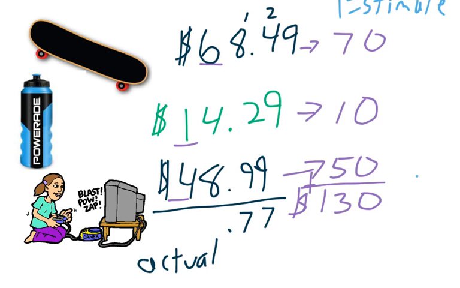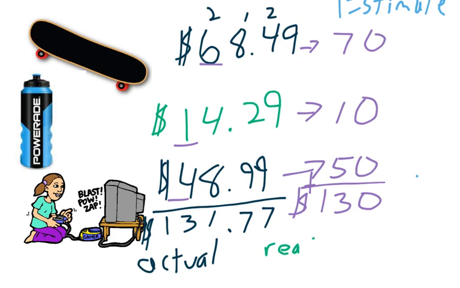13 plus 8 is 21. Carry the 2. 8, 9, 13. So the actual would be 131.77. Check to see if it's reasonable. Are these close? Yes, they are. So we would say that is reasonable.